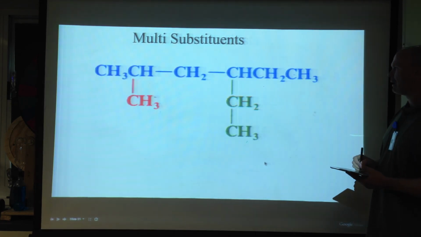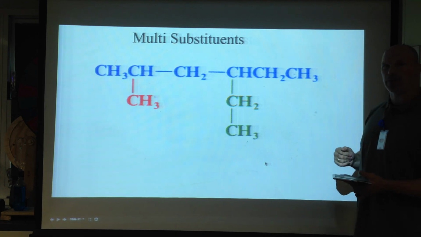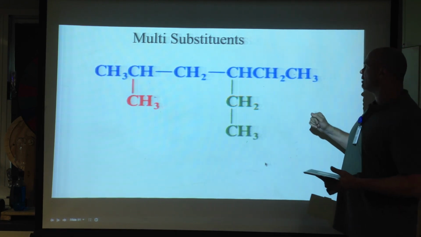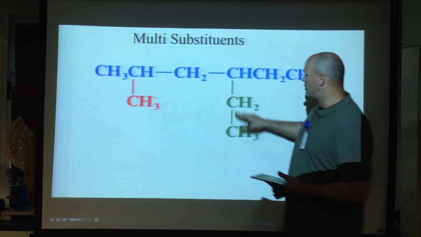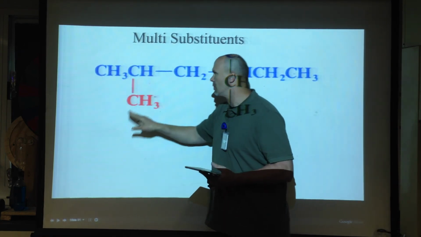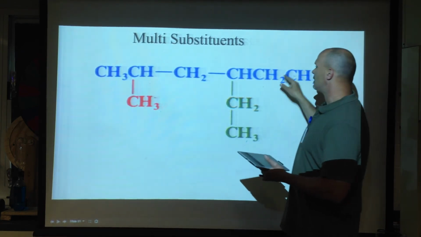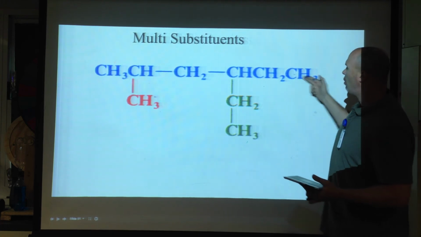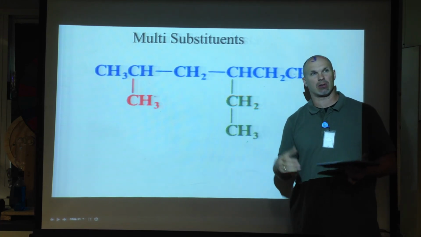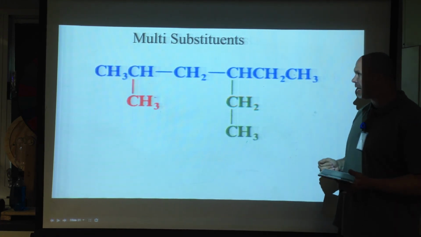Moving forward, how about this one? This one's a little different, but we can do this. Count the number of carbons. Longest continuous chain, 1, 2, 3, 4, 5, 6. 1, 2, 3, 4, 5, 6. No matter how you want to count, the longest continuous chain is 6, so it's a hexane.